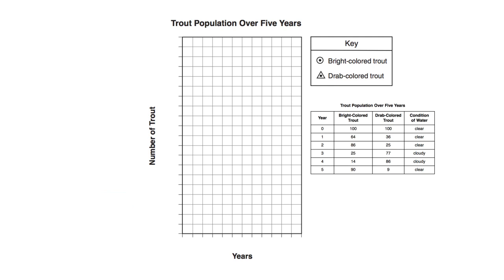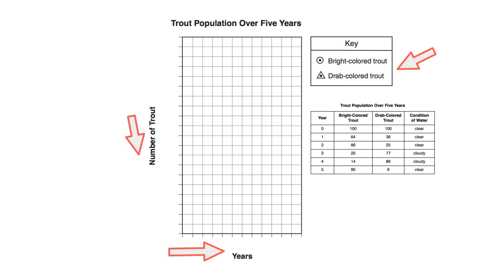All right, as you can see, we have the title, trout population over 5 years, and then the y-axis is the number of trout, and the x-axis is the years. We also have a key, circles for the bright colored trout and triangles for the drab colored trout. And then I just placed in here the data so it's easier for me to start graphing.